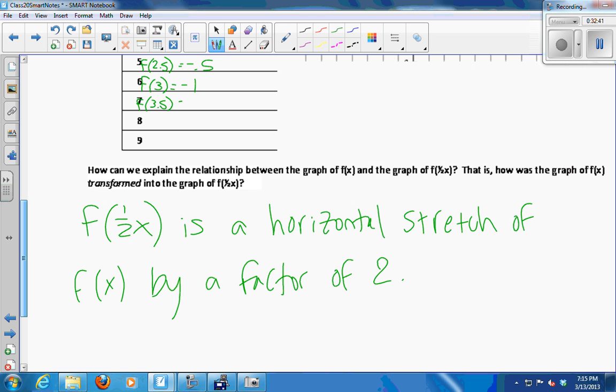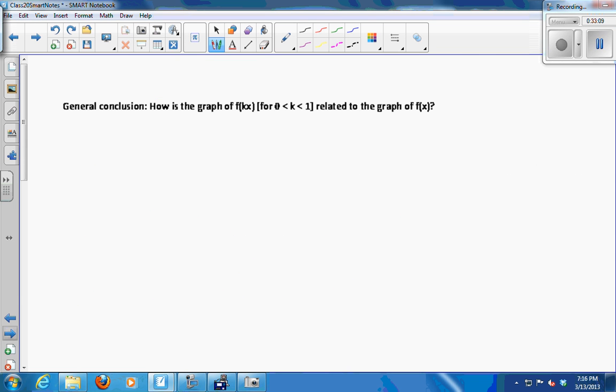So what do you think the stretch factor is when you multiply by a typical number k, generic number k? It's less than 1. Like, let's say it was a third. What do you think your stretch factor would be if you multiplied x by 3? Yeah. So it's the reciprocal. It's the reciprocal, which is 1/k. Or you can just write the reciprocal of k.